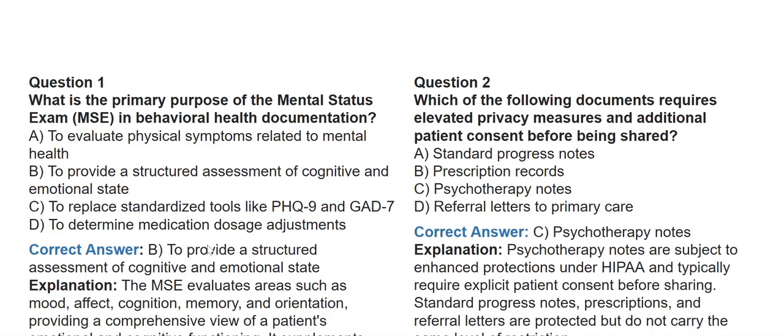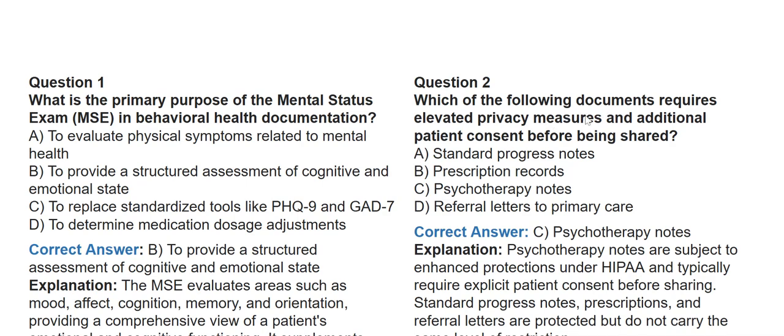It is B, to provide a structured assessment of cognitive and emotional state. The MSE evaluates areas such as mood, affect, cognition, memory, and orientation, providing a comprehensive view of a patient's emotional and cognitive functioning.